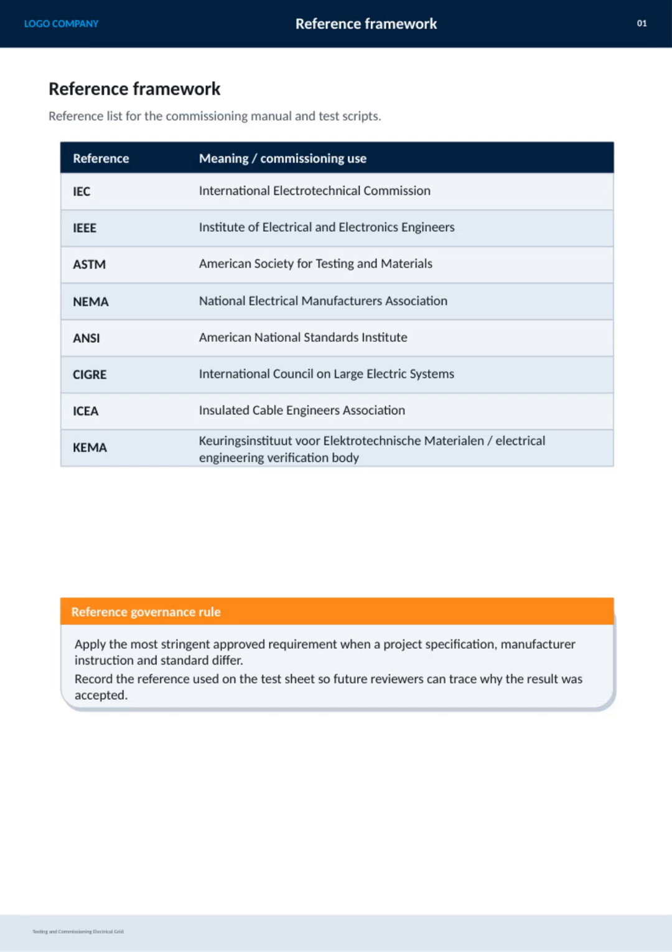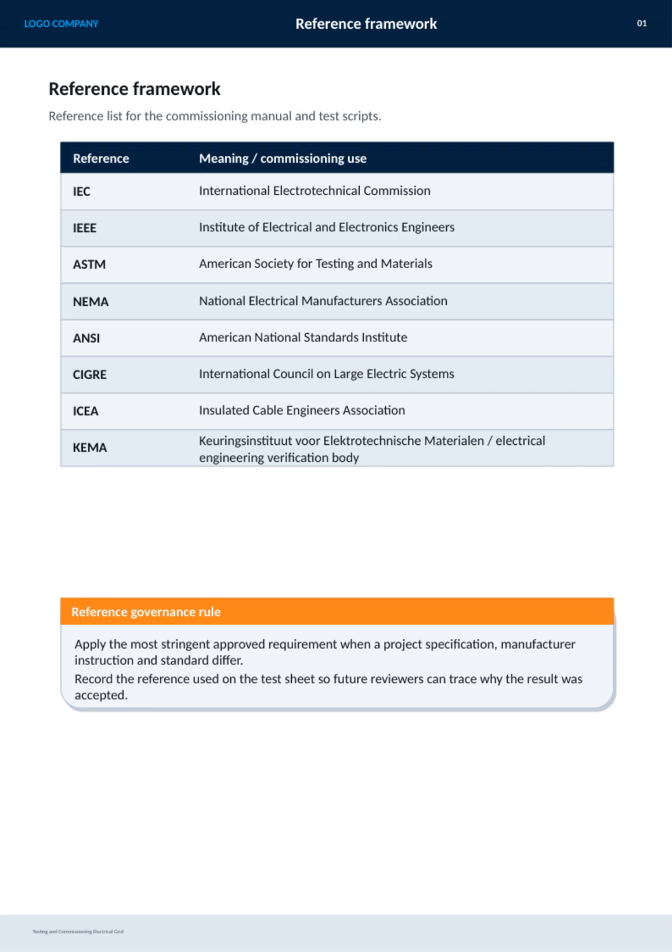Here we have the reference framework for testing and commissioning the electrical grid. This slide outlines key organizations and standards that serve as the backbone for our commissioning manual and test scripts. Some of the most important references include IEC, the International Electrotechnical Commission, and IEEE, which stands for the Institute of Electrical and Electronics Engineers. These bodies develop widely recognized standards that ensure reliability and safety. Additionally, ASTM, the American Society for Testing and Materials, provides guidelines on material testing, while NEMA and ANSI contribute with manufacturer and national standards respectively.